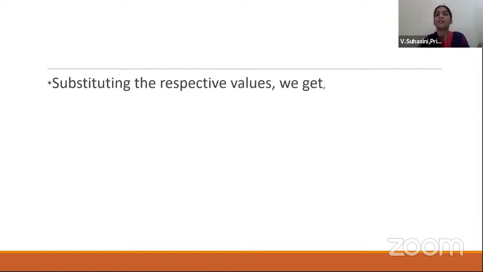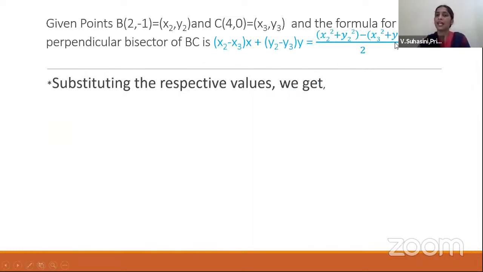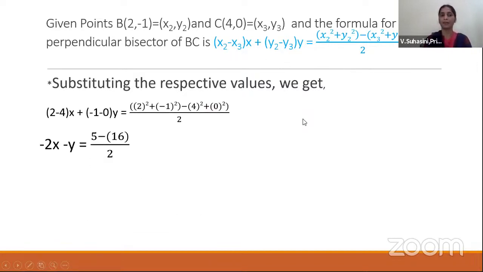Similarly, taking B and C, we shall find same equation, same formula, but instead of x1, y1, we shall write x2, x3, simply, because B is x2, y2 and C is x3, y3. Is this clear, children? x2 minus x3 into x plus y2 minus y3 into y is equal to x2 square plus y2 square minus x3 square plus y3 square divided by 2. If it is x1, y1, the formula is in terms of x1, y1. If the points are x2, y2 and x3, y3, the formula is this. Just substitute the values and simplify. Then we shall get the equation 2.